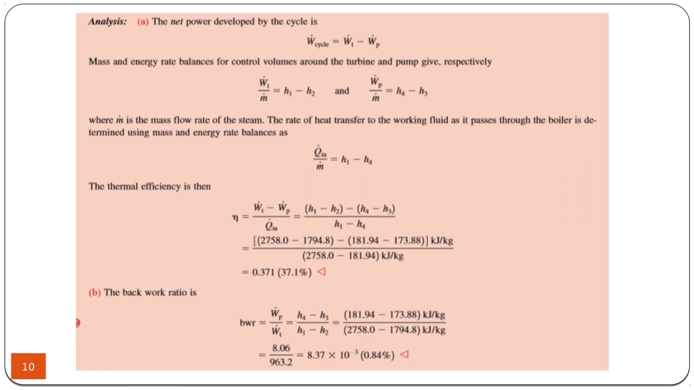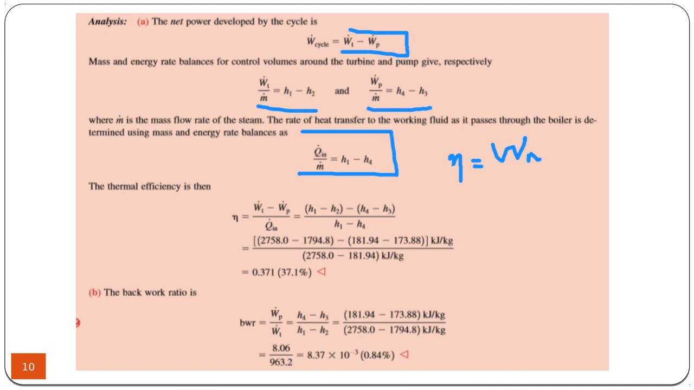So once we have all the enthalpy values, now we can calculate all the necessary efficiency and heat calculations. The cycle work is the net work, which is the turbine work minus pump work. The turbine work is obtained from this. The pump work is obtained from here. The boiler heat is obtained from there. So the efficiency is just W net divided by Q in.